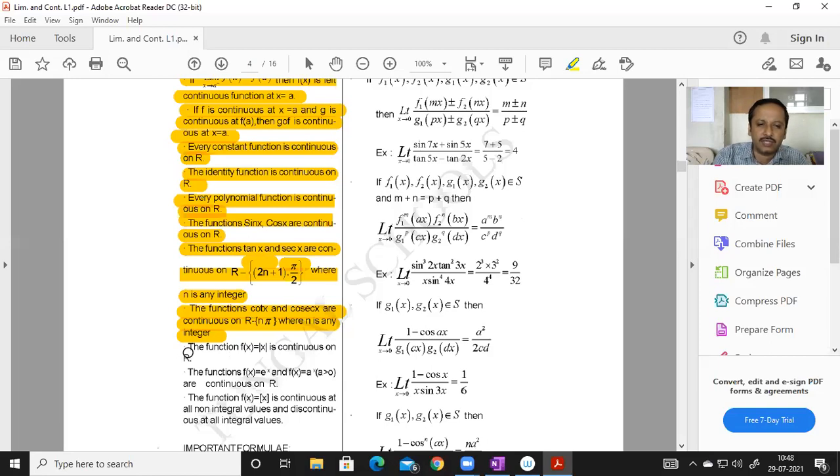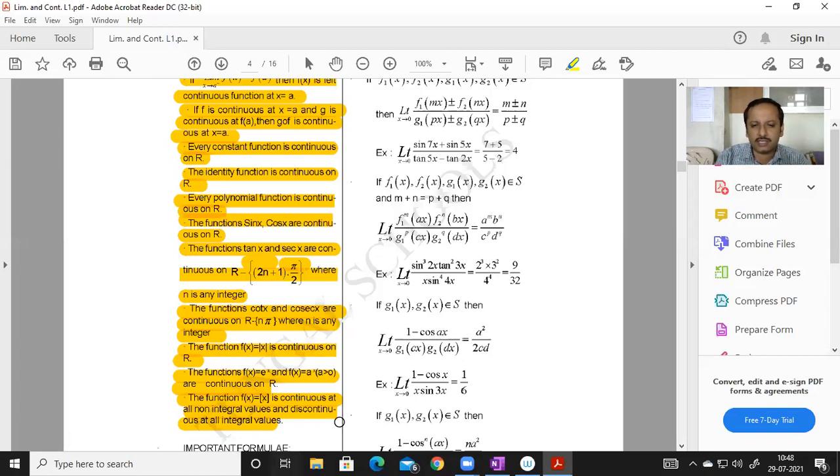Okay. So then, the function f of x is equal to mod x is continuous on R. Already I have explained to you. The functions f of x equal to e power x and f of x equal to a power x, a positive, are continuous. The function f of x equal to step x is continuous at all non-integral values and discontinuous at all integral values. Just now I told you. On R minus Z, it is continuous. On Z, it is discontinuous.